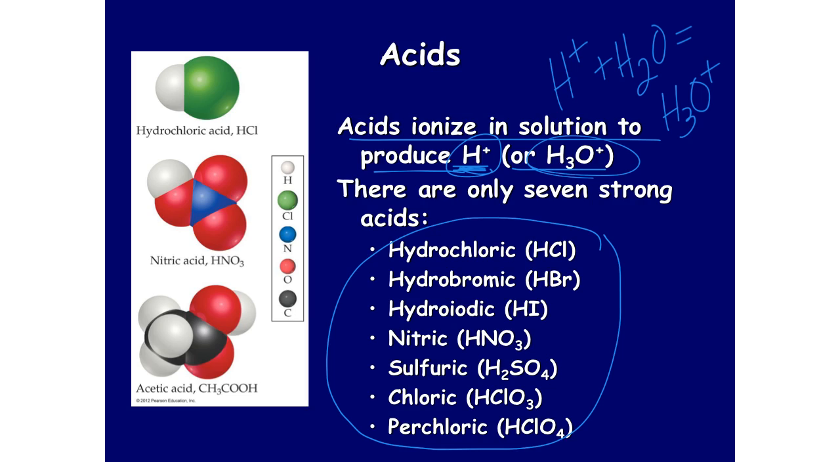So generally speaking, when we have more oxygen atoms in the polyatomic ion, it's stronger. So that's why chloric and perchloric made the list of 7 strong ones, and chlorous or hypochlorous acid did not.